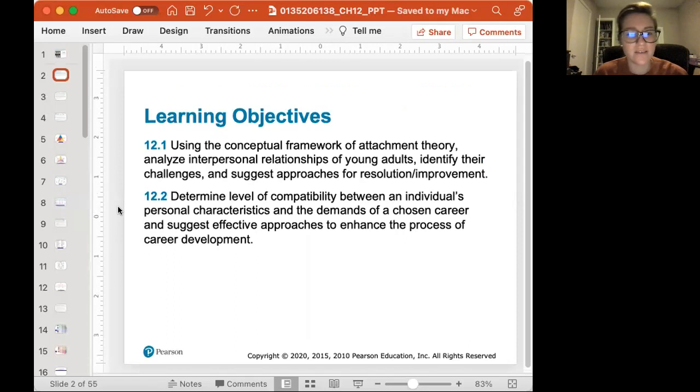So, learning objectives: use the conceptual framework of attachment theory, analyze interpersonal relationships of young adults, identify their challenges, and suggest approaches for resolution improvement. Second objective is to determine level of compatibility between an individual's personal characteristics and the demands of a chosen career and suggest effective approaches to enhance the process of career development.